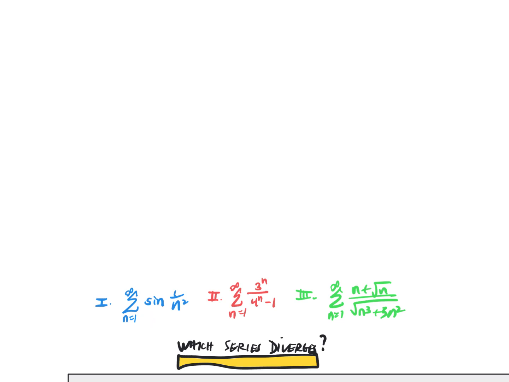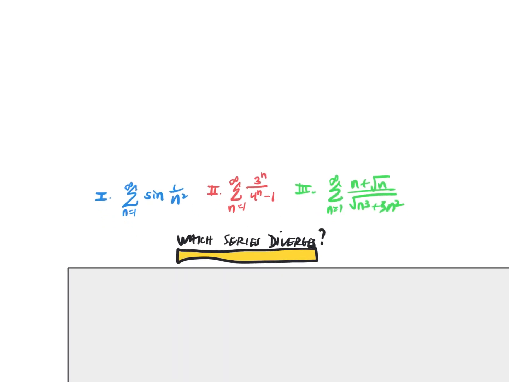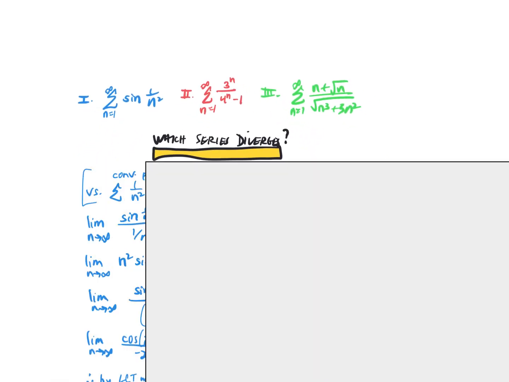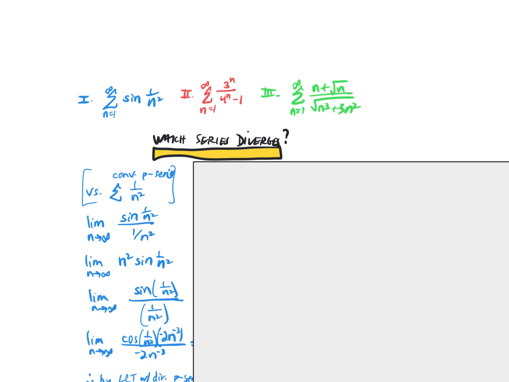So let's do a comparison with another converging series. How about the converging p series when p is equal to 2? Using the limit comparison test, the limit as n approaches infinity of our term divided by the known series term reduces to this, and as n approaches infinity, this expression is infinity times 0, which is an indeterminate form.